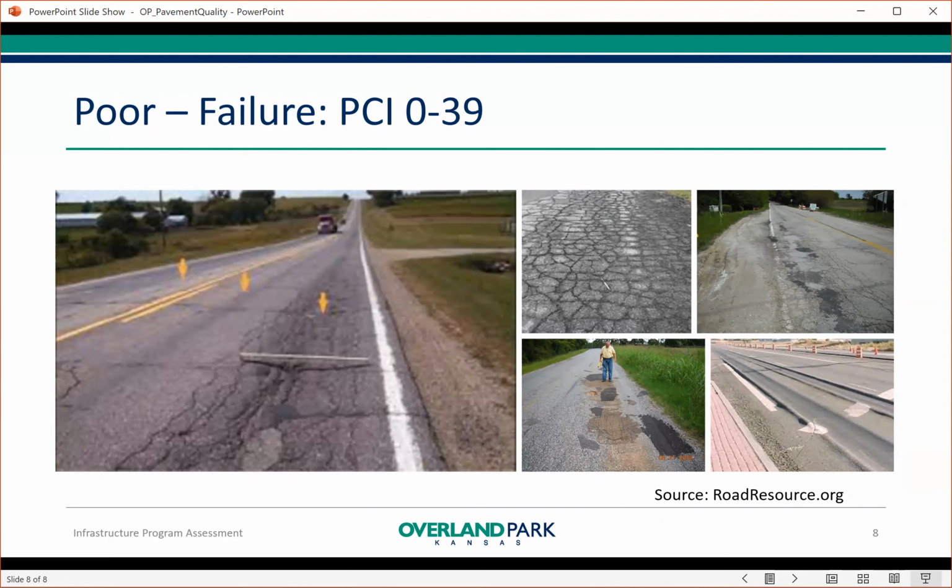Once you reach below a 40 PCI, the asphalt pavement structure cannot be recovered. The subbase and aggregate base should be reset, and a new asphalt base and surface layers should be applied. 7% of Overland Park street network falls below a 40 PCI and requires a full rebuild.